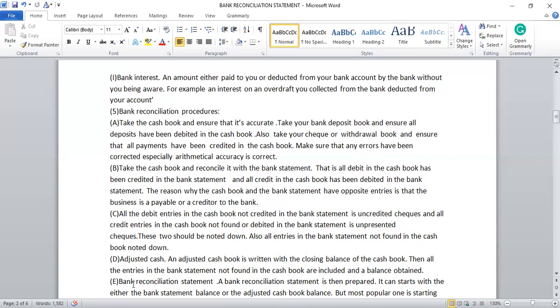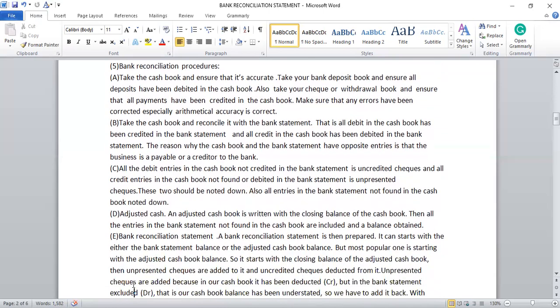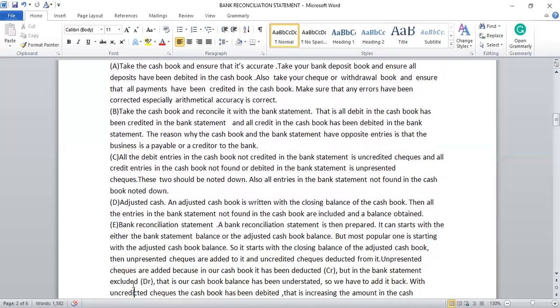E. So after you have done your adjusted cash book and you've got a balance, then you continue. E is that you prepare your bank reconciliation statement. How do we do it?